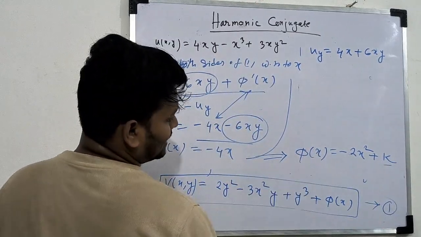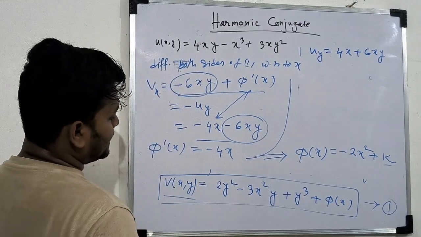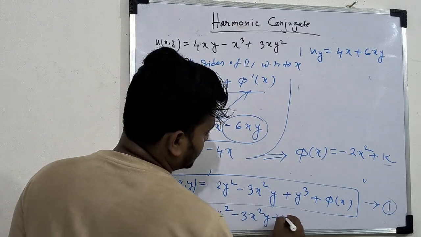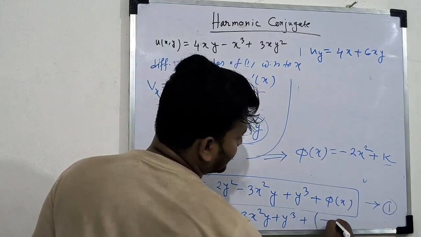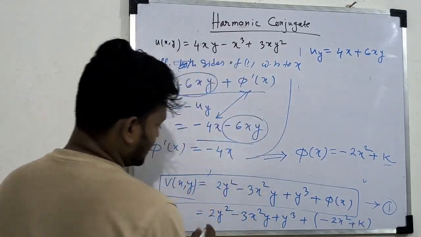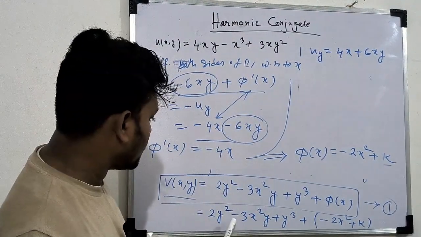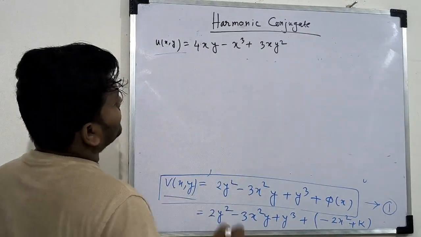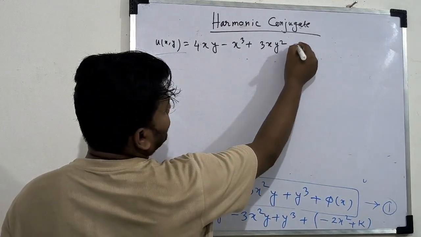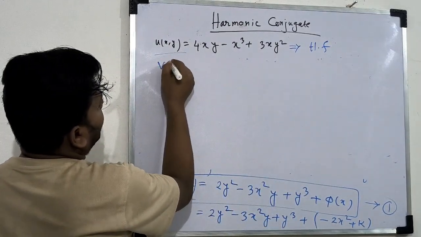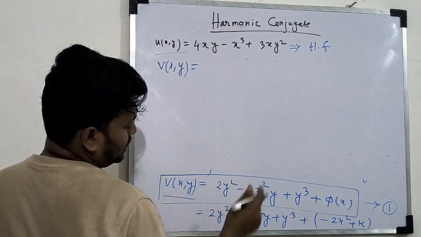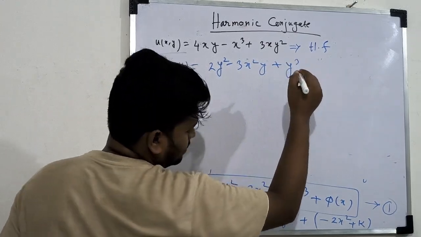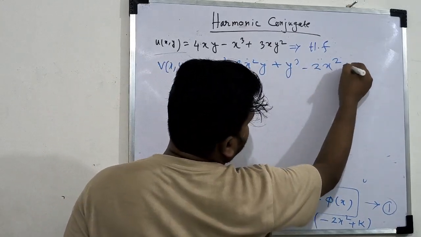So now putting this phi in equation 1, we get v(x,y) will be 2y square minus 3x square y plus y cube, and now plus 5x minus 2x square plus k. So this is the v. This was given. First we check that this is a harmonic function, and therefore we find the harmonic conjugate, that is v(x,y), which is 2y square minus 3x square y plus y cube minus 2x square plus k.